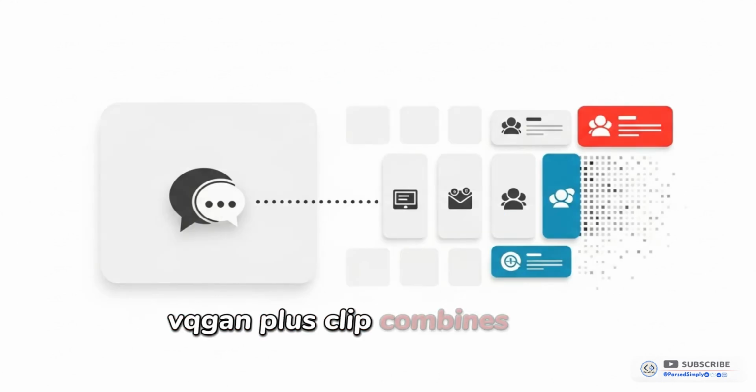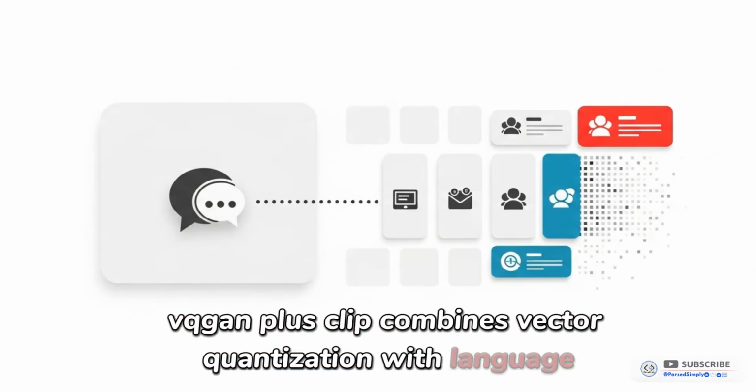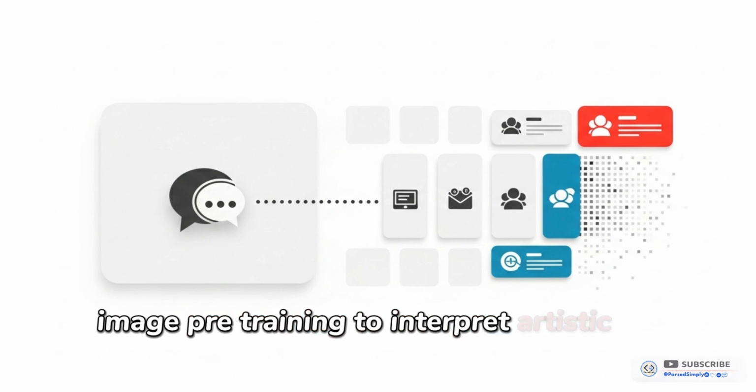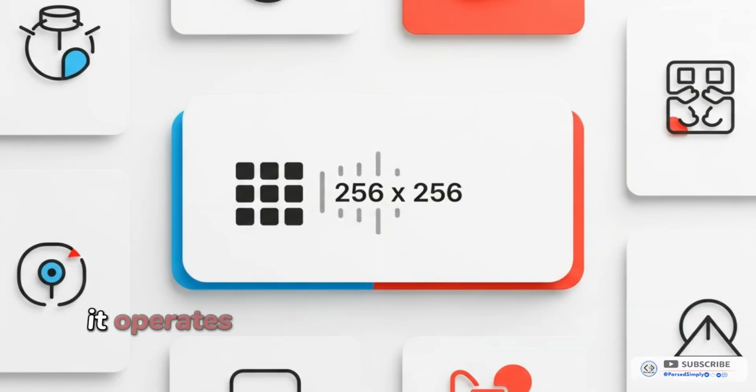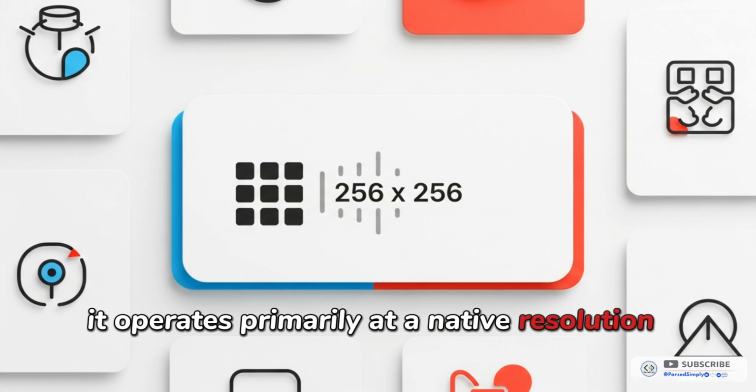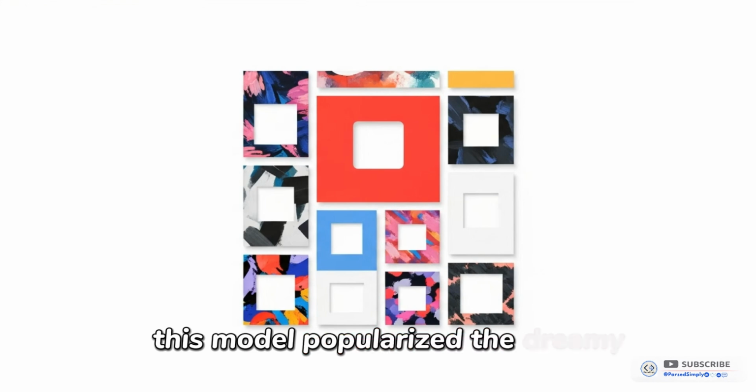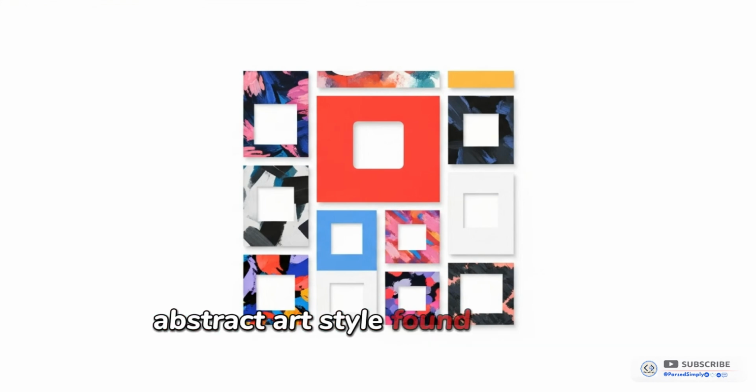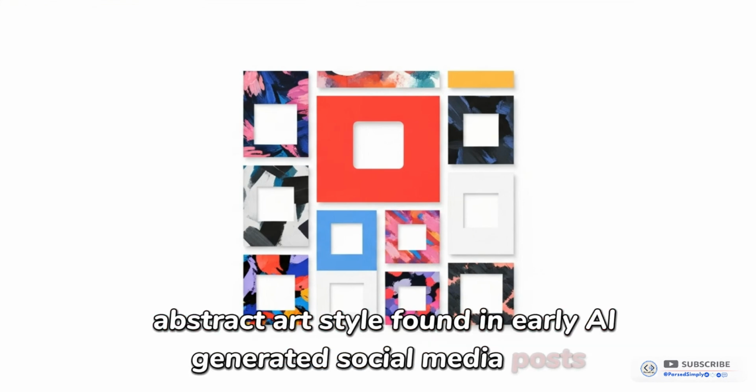VQGAN plus CLIP combines vector quantization with language-image pre-training to interpret artistic text prompts. It operates primarily at a native resolution of 256 pixels. This model popularized the dreamy, abstract art style found in early AI-generated social media posts.